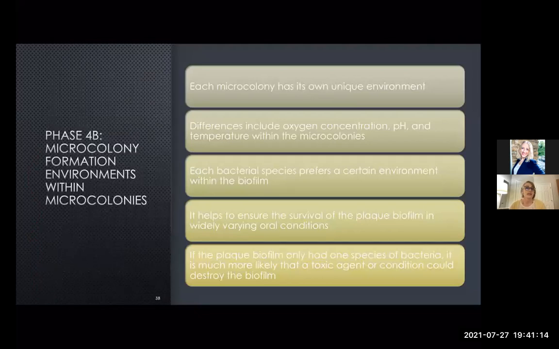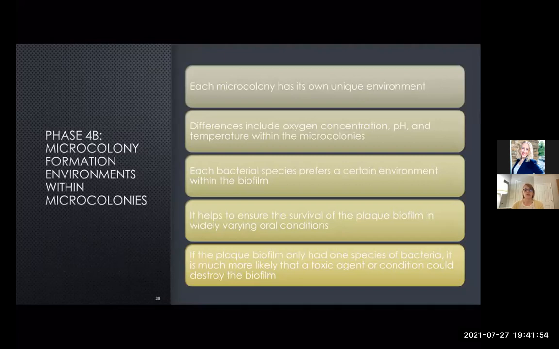So the environments within the microcolonies are very unique to each colony. We've got differences in oxygen concentration. Is it supragingival? Is it subgingival? That's going to impact how much oxygen is available. The pH, what is the pH of the mouth? Is it acidic? Is it basic? Is it neutral? And finally, temperature. We know bacteria like a warm area, right, to proliferate. The mouth is moist and warm, and it's perfect for bacteria. So you've got a little incubator right in your mouth.